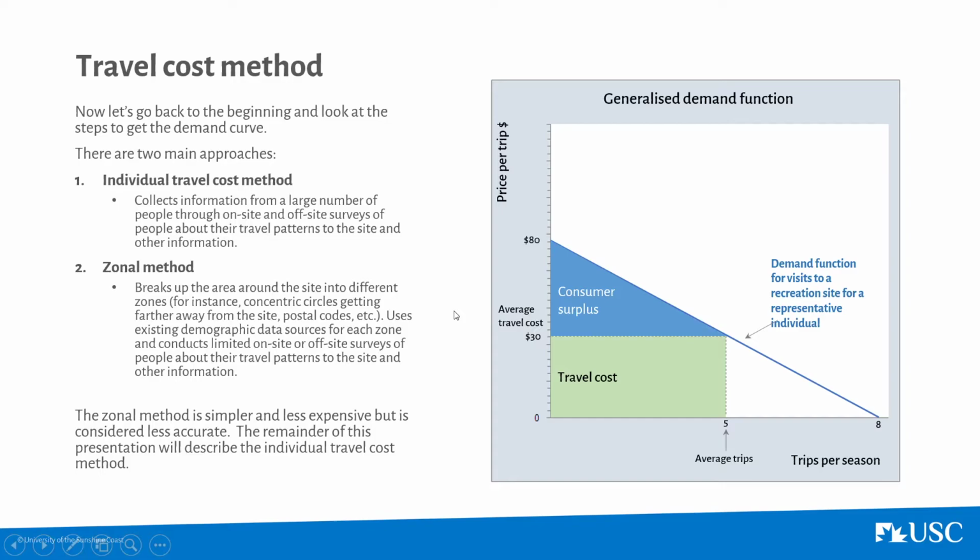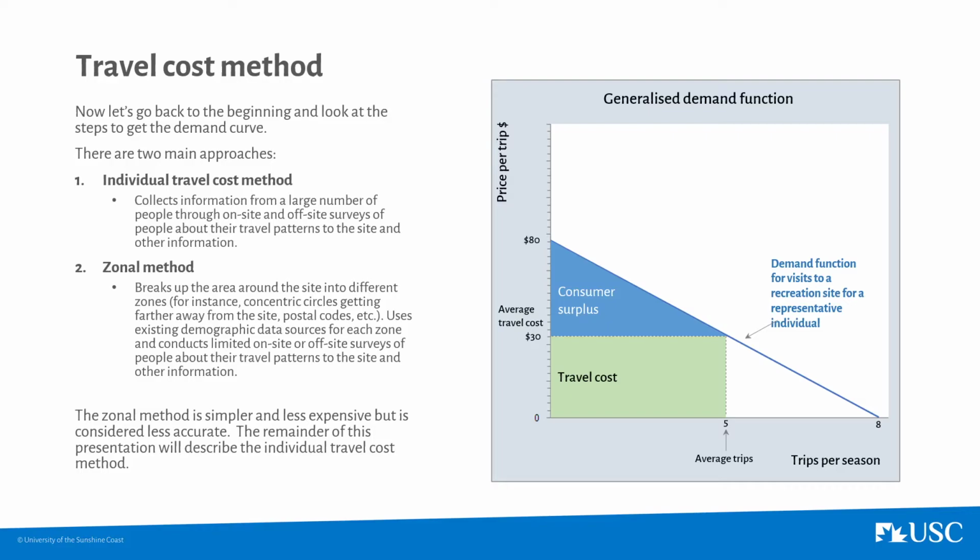So let's now go back to the beginning and see how we would do this in practice. It's worth mentioning, especially if you're reading different journal papers or textbooks, that there are two common approaches here: an individual travel cost method and a zonal method.